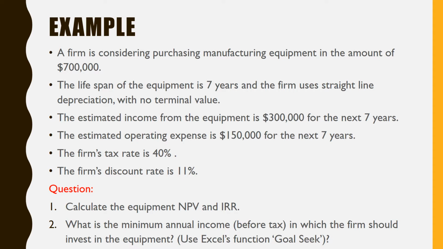The estimated income from the equipment is 300,000 for the next 7 years. The estimated operating expense is 150,000 for the next 7 years too. The firm incurs a tax rate of 40% and the firm's discount rate is 11%. This question requires students to calculate the NPV and IRR. The students also need to answer what is the minimum annual income before tax in which the firm should invest in the equipment, and students need to use Excel function Goal Seek to solve this problem.